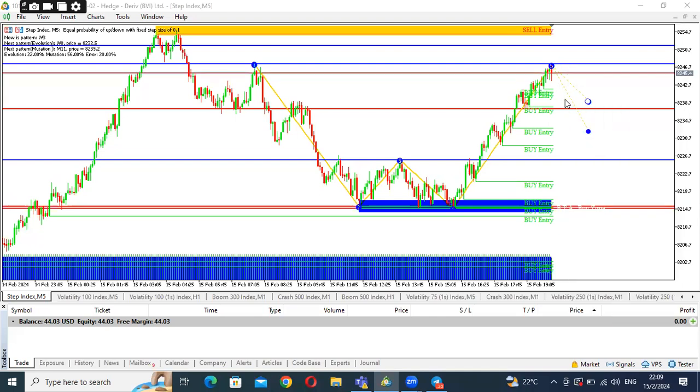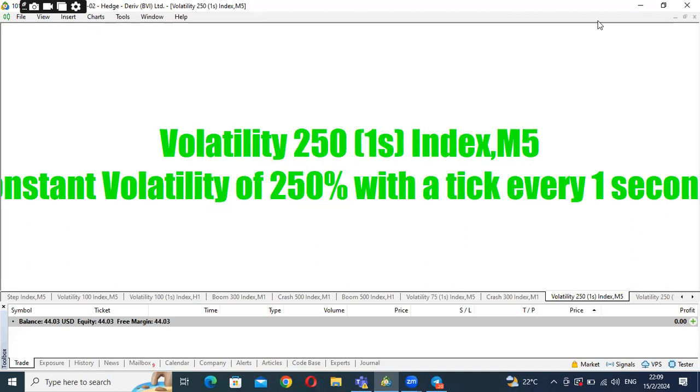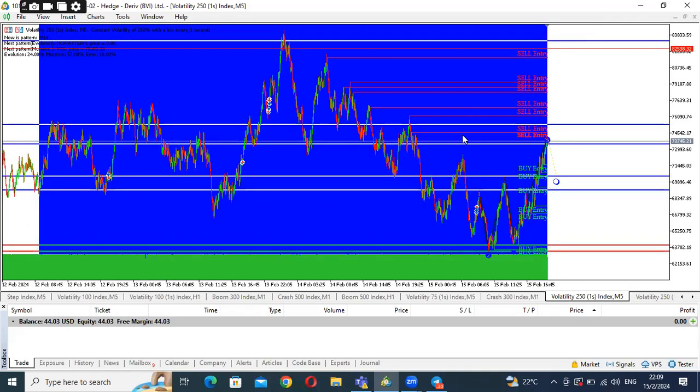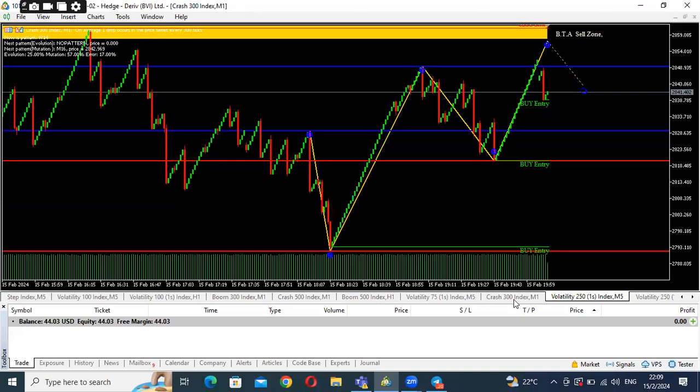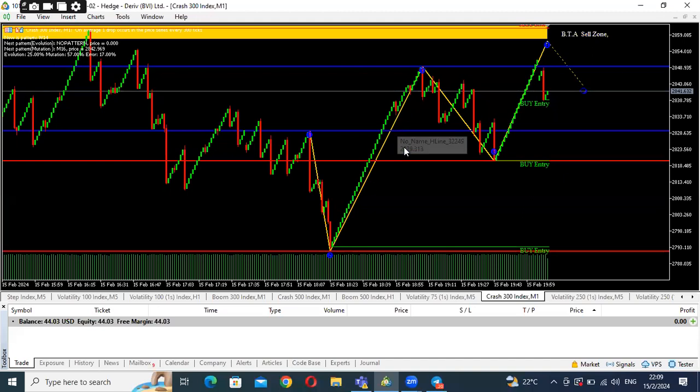So at the moment, we're waiting for a sell entry on V250 and step index. So let me check V250 on S. I need a sell entry on M5. It hasn't produced anything so far. Let's take Crash 300. Crash 300 is also going down, so we can also take part in it. But if you check their blue and red lines, those lines are there to show you that there's a resistance. So let's wait for it to reach this blue line, then we sell Crash 300.